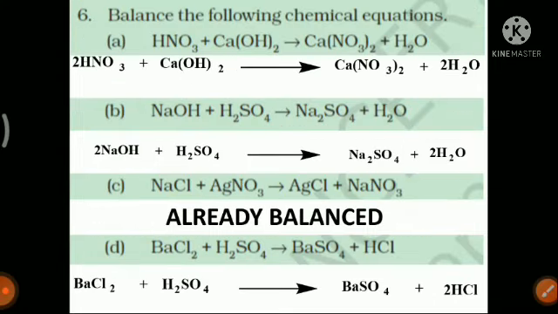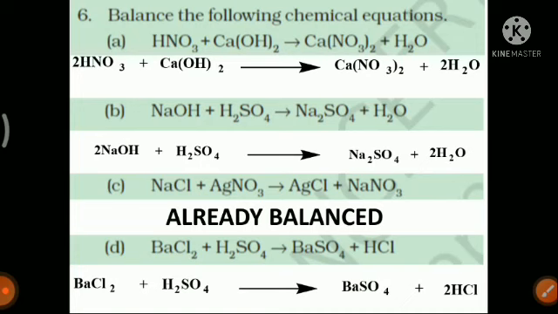Now question number 6. So you have to simply balance the equation which is given. Okay, so you can easily balance it. So the first one I am explaining for you. Nitric acid is reacting with calcium hydroxide to get calcium nitrate and water.